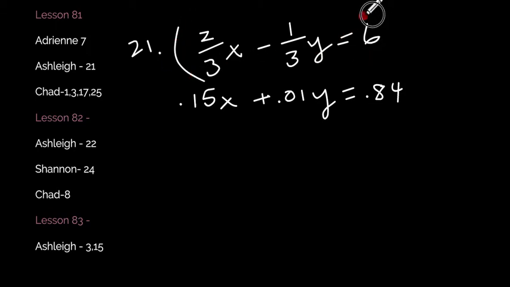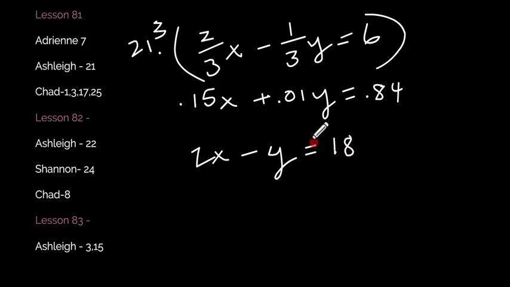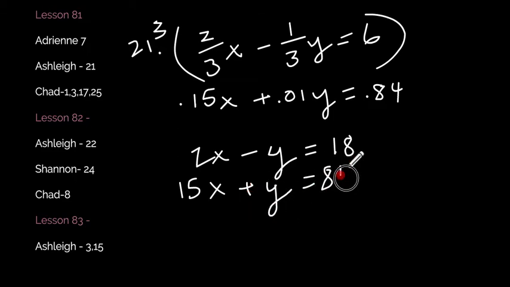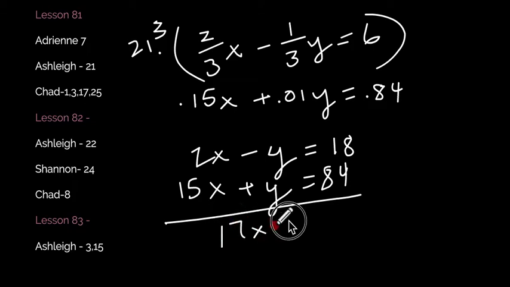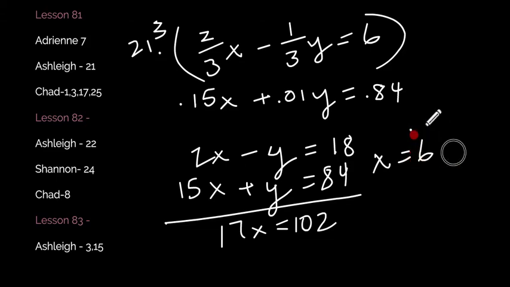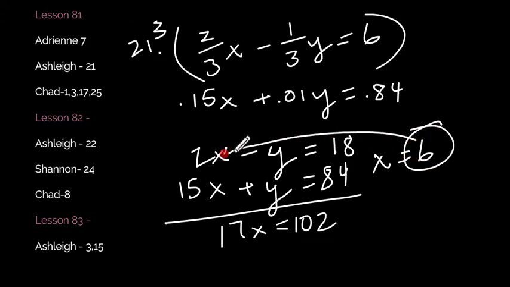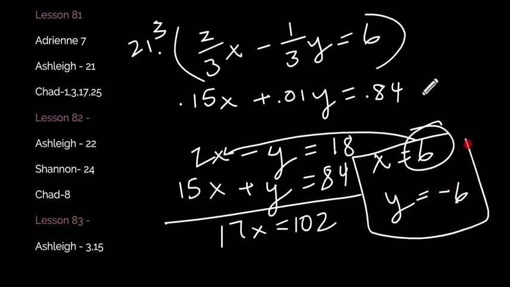So I'm going to multiply everything in this one by 3. So we're going to get 2x minus y equals 18. And then I'm going to move the decimal point over 2 places. 15x plus y equals 84. This one you don't even have to multiply, you just add the columns. So we get 17x equals 102. Divide by 17 and we get x equals 6. Put the 6 back in maybe there, and we're going to get y equals negative 6. So your ordered pair for this is (6, negative 6).